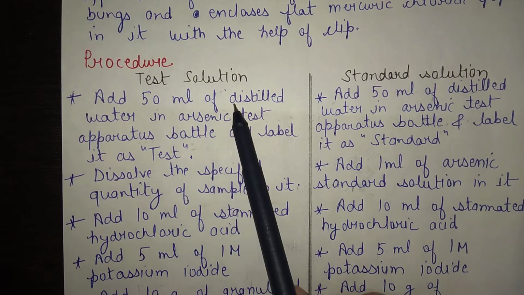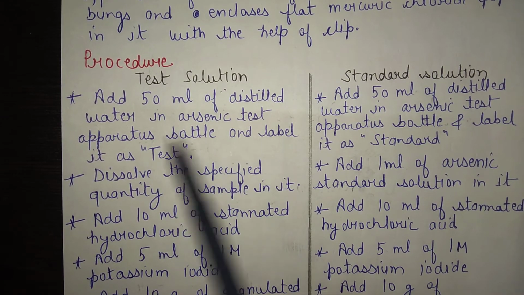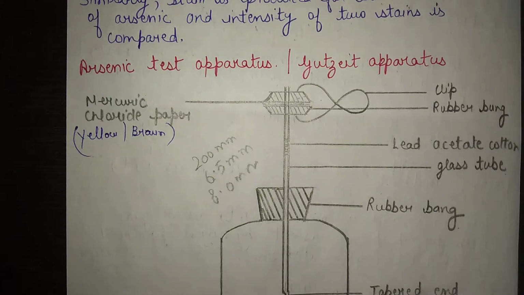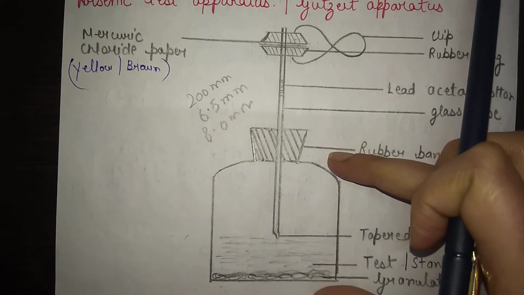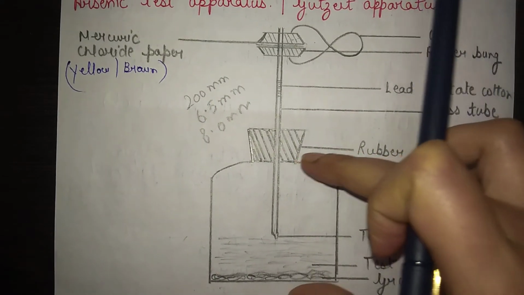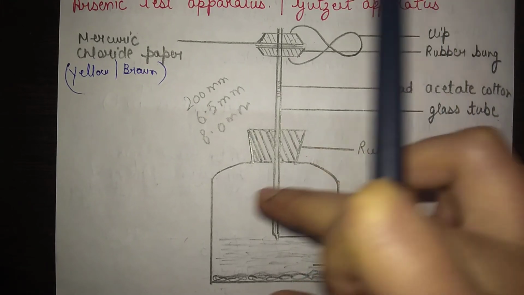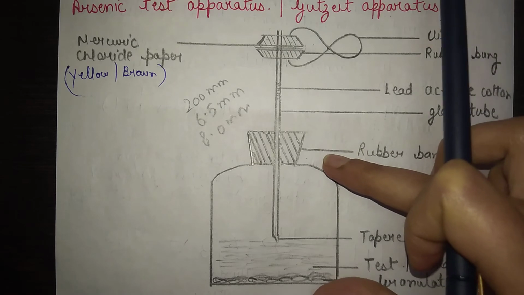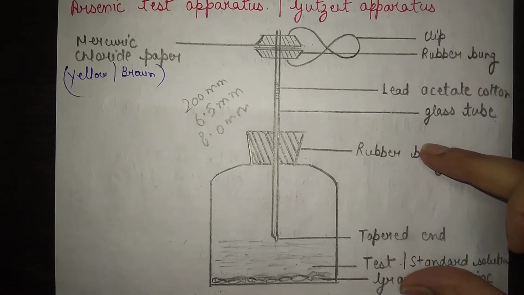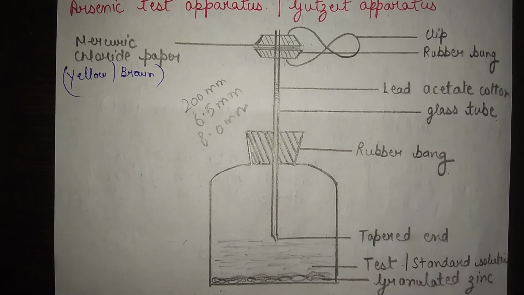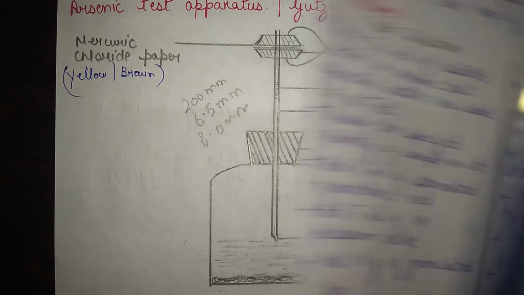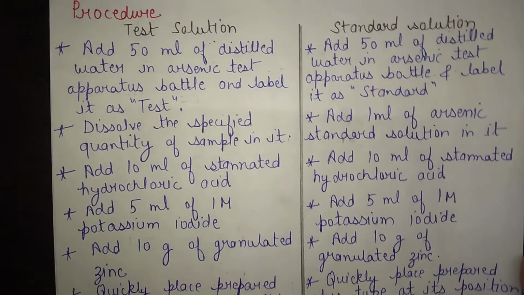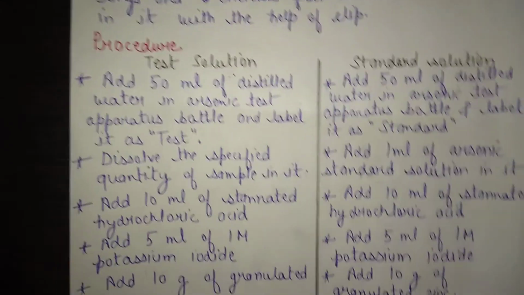Add 50 ml of distilled water in the arsenic test apparatus bottle and label it as test. So firstly we will take 2 such bottles. In one bottle we will take 50 ml of distilled water and label it as test, and in another such bottle we will also take 50 ml of distilled water and label it as standard. Labeling is very important because it helps us to distinguish between our two solutions, which is test and which is standard.